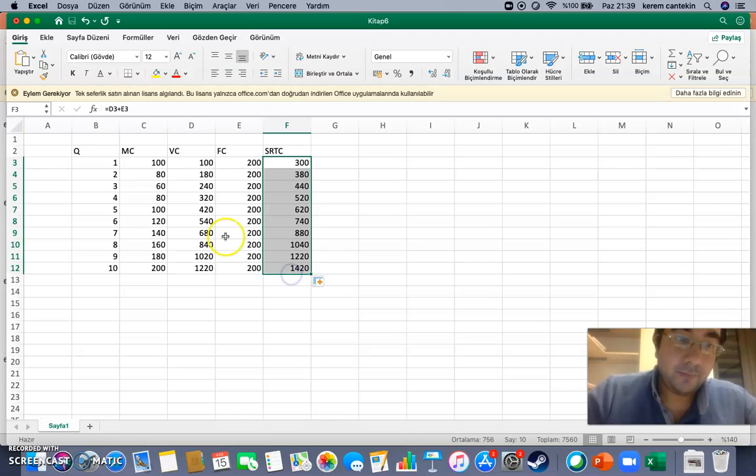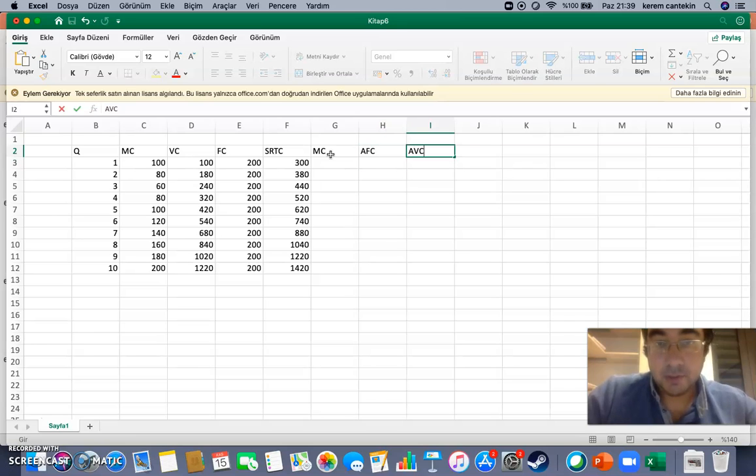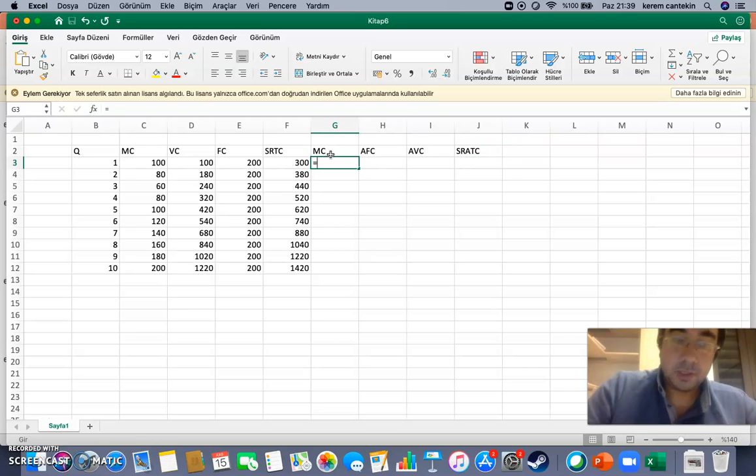Now, let me put marginal cost once again here, because I'm passing now to the variable costs. Average fixed costs, average costs, I'm sorry. Average variable cost and short run average total cost. So this is exactly the same.